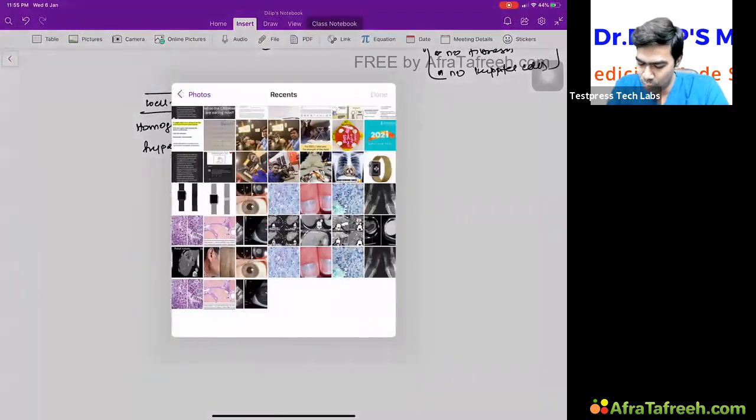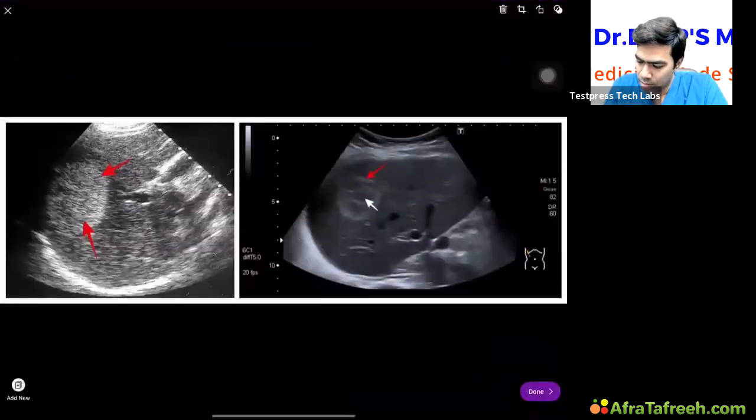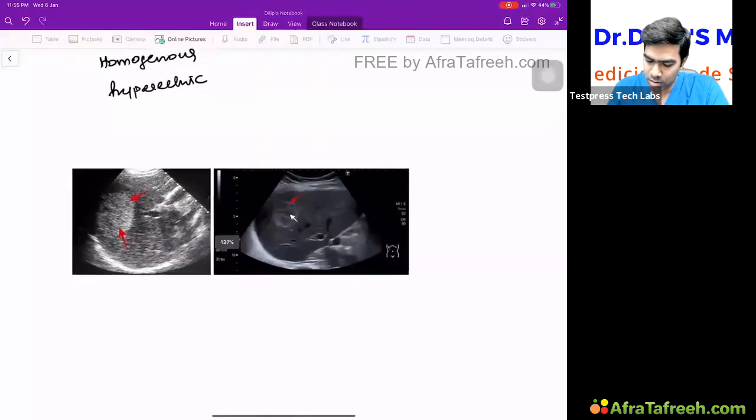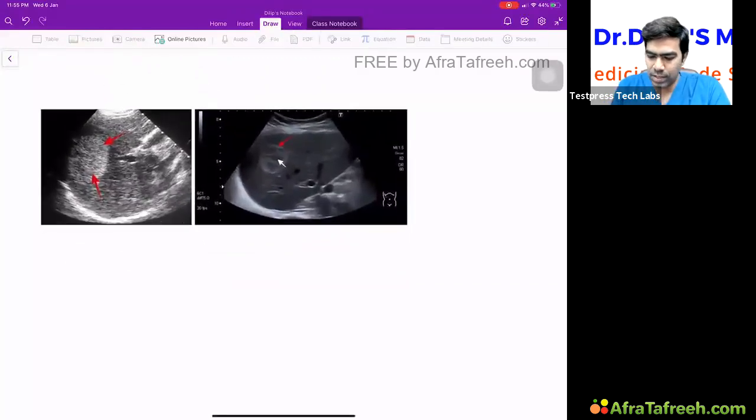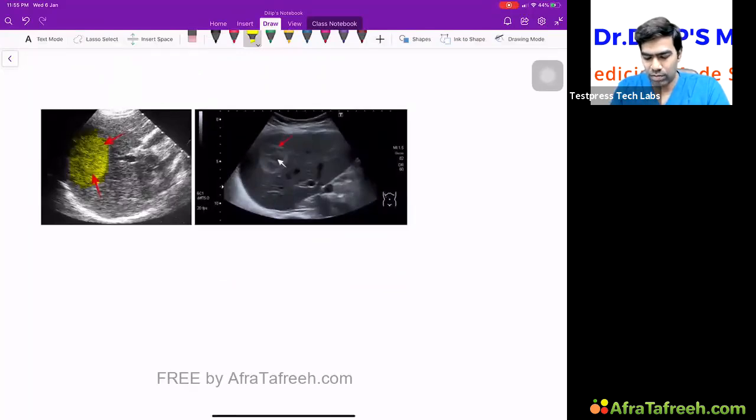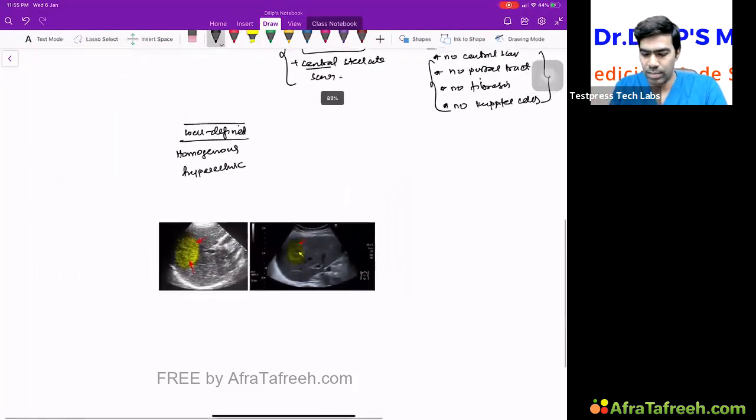Let us see how it will look. I think I have a picture of that. Okay. This is a typical appearance of a hemangioma, where you can see this kind of well-defined, hyperechoic mass that you're seeing here. So you can see here as well, a well-defined hyperechoic mass in the ultrasound. That's very, very characteristic of hemangioma.